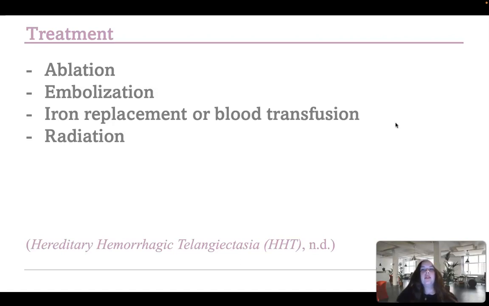So for treatment, there's ablation, which is basically zapping where the bleeding is, which will stop the bleeding. The goal is to stop the bleeding forever, but that's not always possible. Embolization is similar to ablation in that it stops the bleeding, and that seems to be a more permanent option. Those are both small surgeries. The third is iron replacement or blood transfusion for the anemia, and then radiation as well.